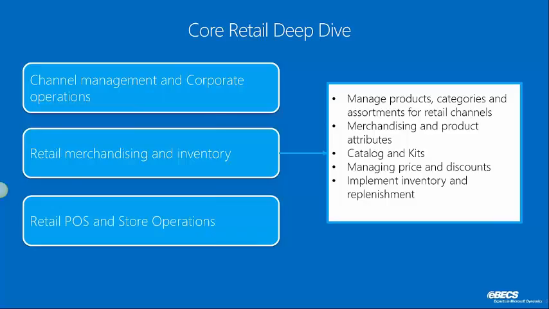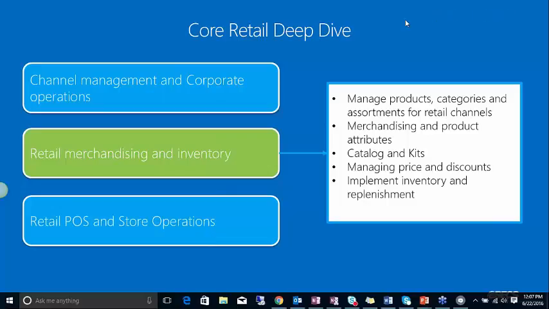Today, as I mentioned, we will be talking about retail merchandising and inventory, and we're going to divide it into three different sections. We're first going to talk about product categories and how we can create product assortments and product catalogs, and manage your products. Then we're going to talk about kits and kitting and how that would work. And finally, we'll talk about managing price and discounts, as well as implementing inventory and replenishment through all the different things that we set up today.